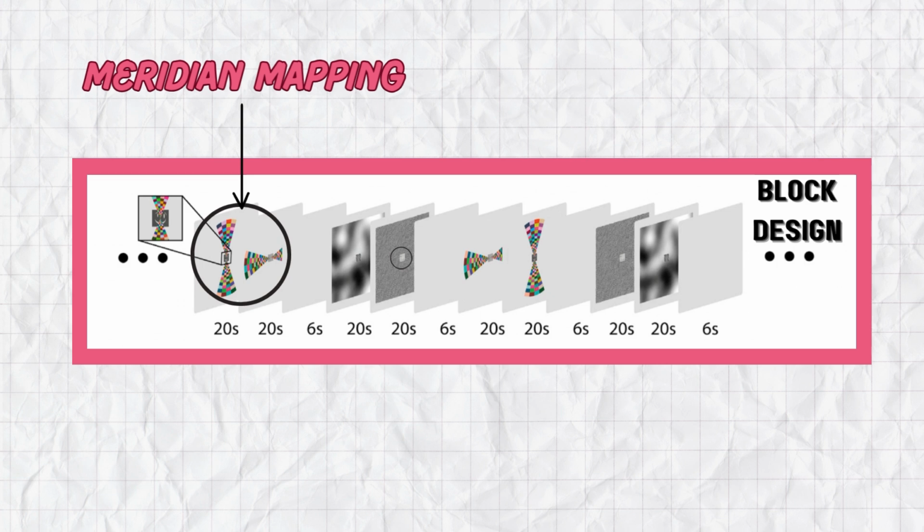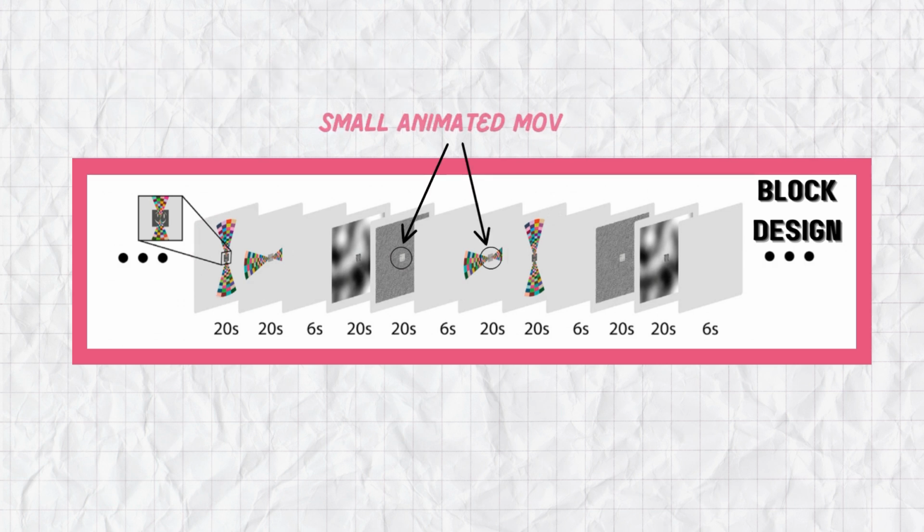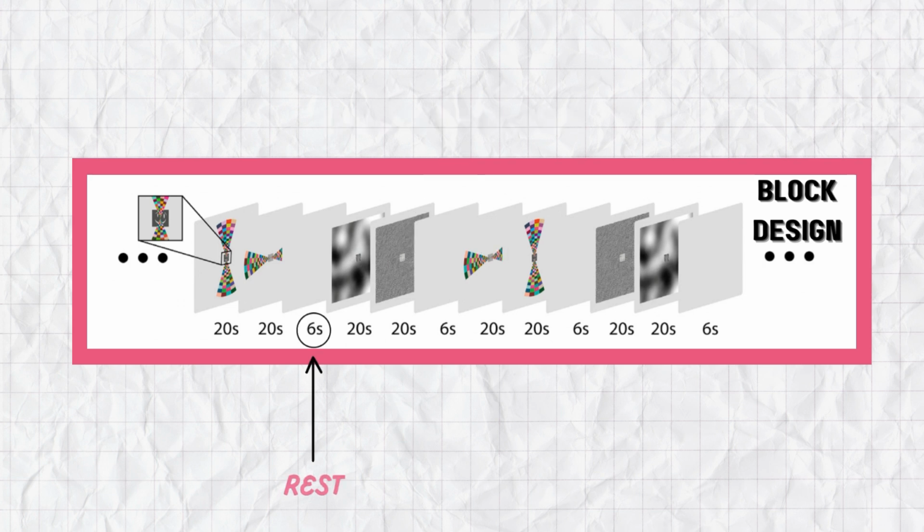Meridian mapping uses visual stimuli that alternate between horizontal and vertical lines. By seeing how the brain responds to each orientation, the researchers could outline the boundaries between different visual areas such as V1, V2, V3, and V4. This is similar to tracing a map of these regions in the infant's brain. Small animations were shown to encourage fixation. The meridian mapping phase is followed by a rest period of 6 seconds.